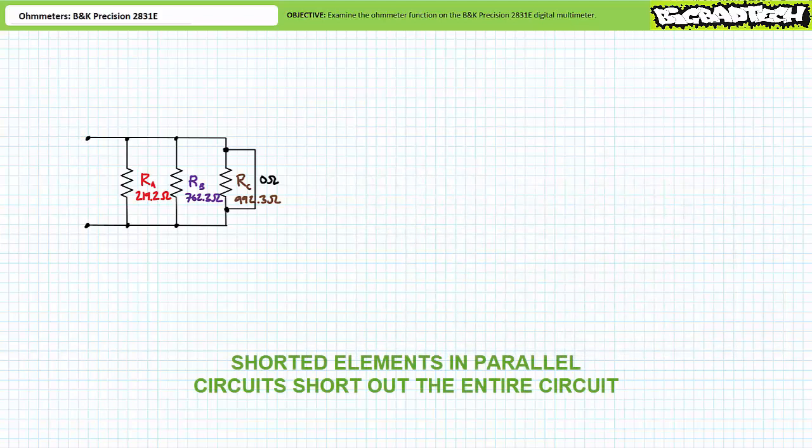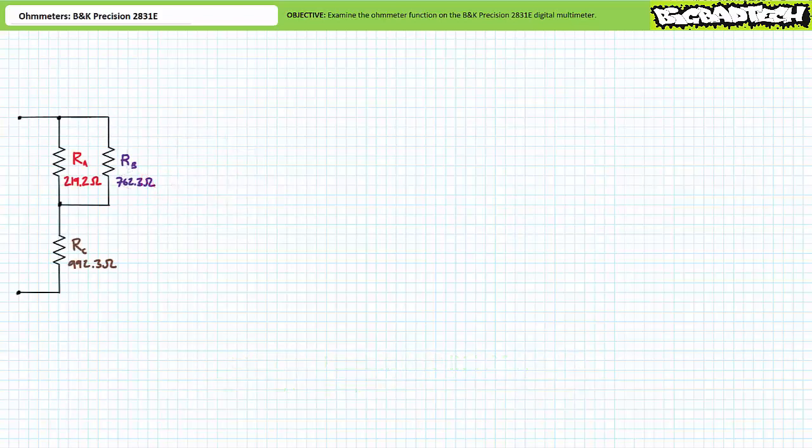In summary, a shorted element in a parallel configuration effectively shorts out the entire parallel combination. Moving on. Recall that the element being measured by an ohmmeter must be depowered and must be removed from a circuit. Let's use a different type of circuit to demonstrate this fact.